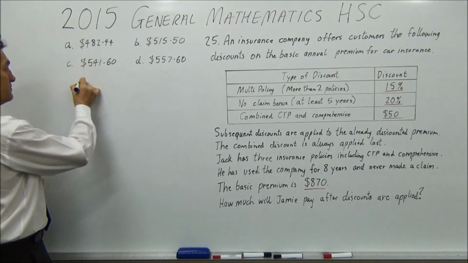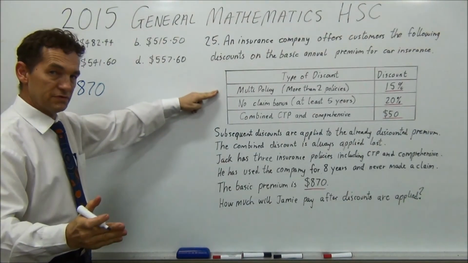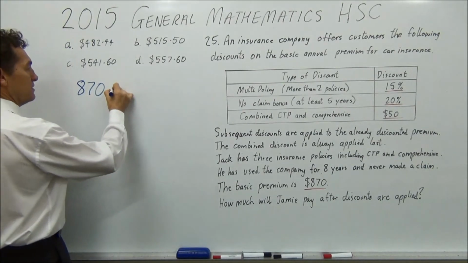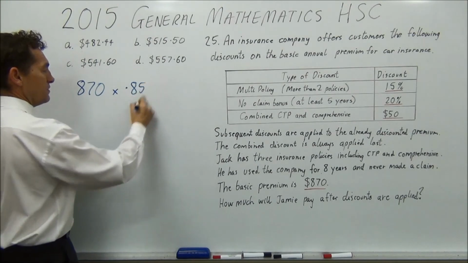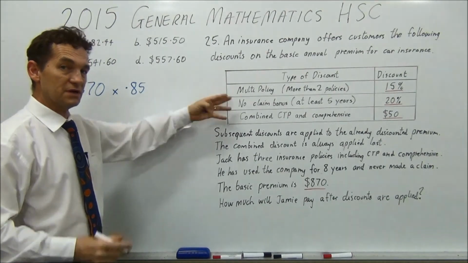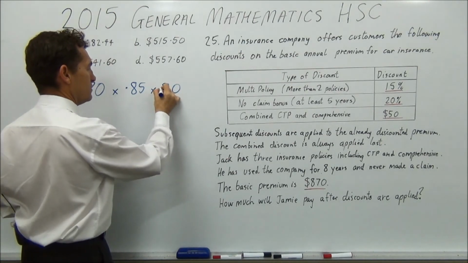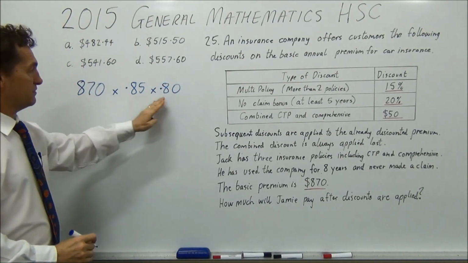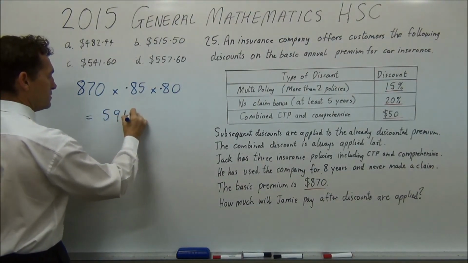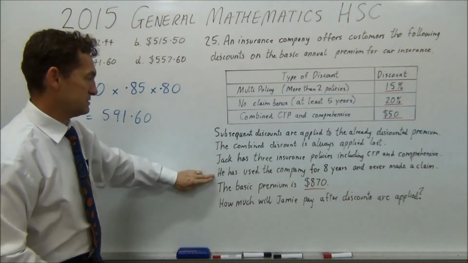So he starts off with 870. He wants the first discount. He wants to take off 15. Now, I've done this before. If you take off 15, you're left with 85. Right? Now he's going to take off another 20%. So if you take off 20, you're going to be left with 80. Alright, you're left with 85, you're left with 80. You multiply those together and you end up with 591.60.